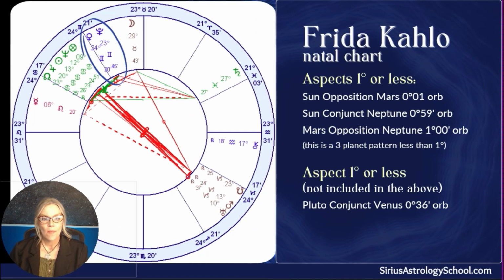I am also mentioning, and I circled up here in this blue color, that she has a conjunction of Pluto and Venus, and that has a 36-minute orb, so it's just over a half a degree. Although there's not a third planet with this one, that is a strong conjunction. It is under a degree, so I would make note of it. I think that's an important thing to look at with Frida as well.